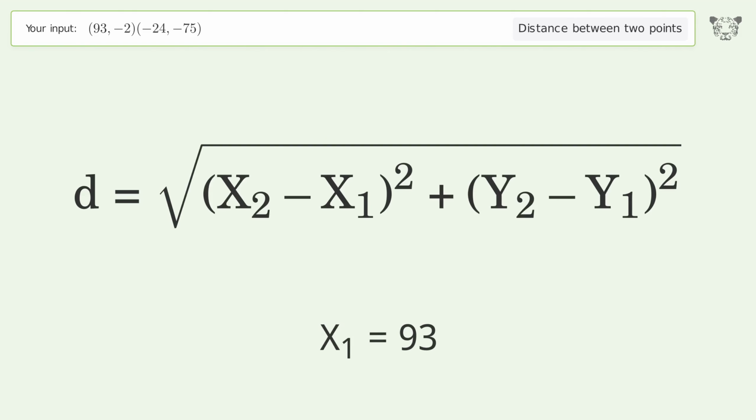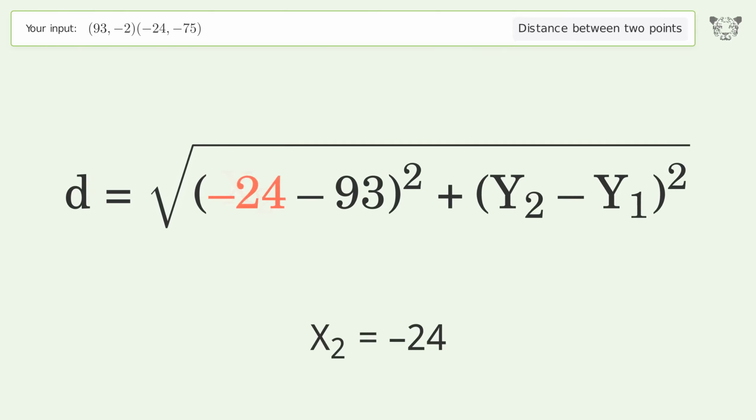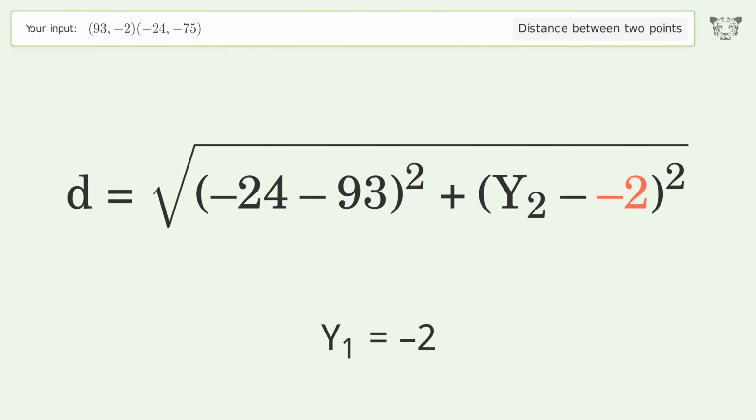x1 equals 93. x2 equals -24. y1 equals -2. y2 equals -75.